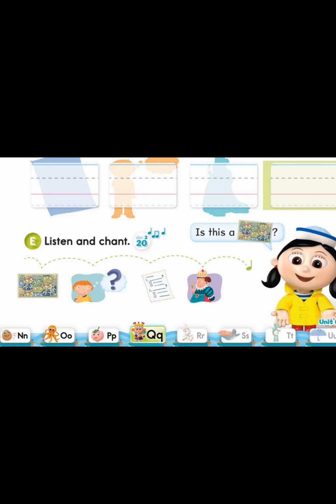Is this a quilt? Is this a question? Is this a quiz? Is this a queen?